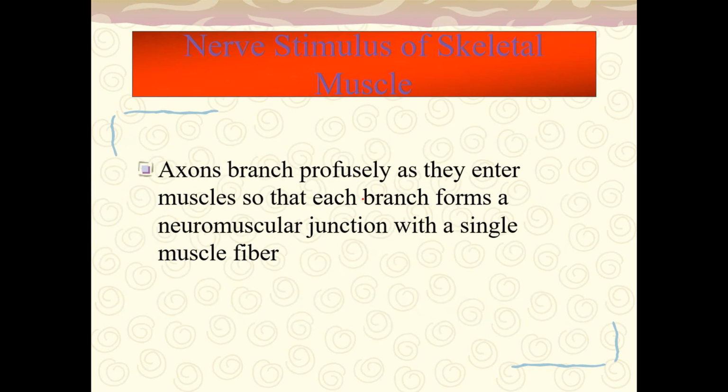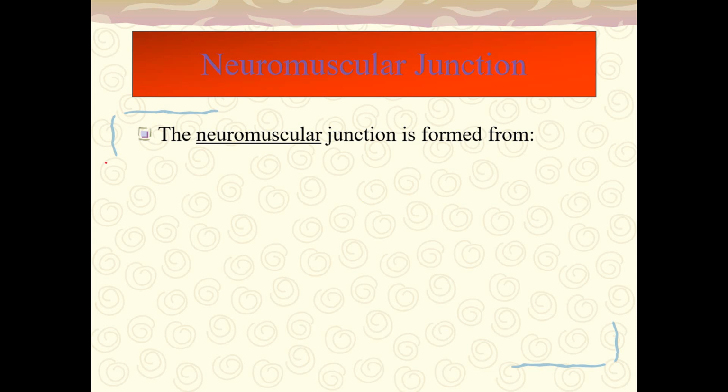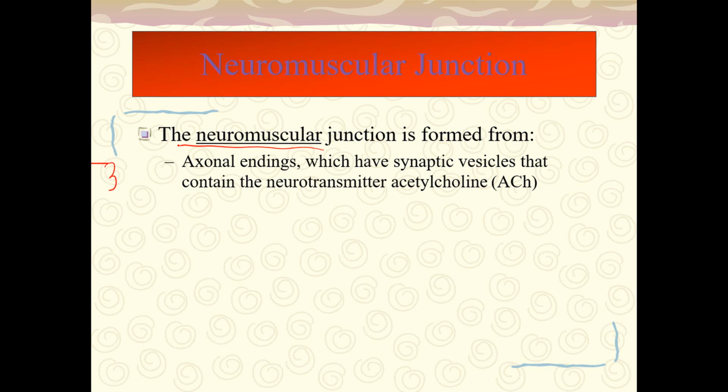We've already covered this, so I'm just going to move on: the axons have to branch profusely. If you remember, every single muscle fiber has to be hit with a nerve. So there are 3 components of a neuromuscular junction. The first one is the axonal endings, typically referred to as the axonal terminal. That is the end of the axon because it gets a little bit larger. As the axon comes down, it's going to enlarge to increase the surface area.